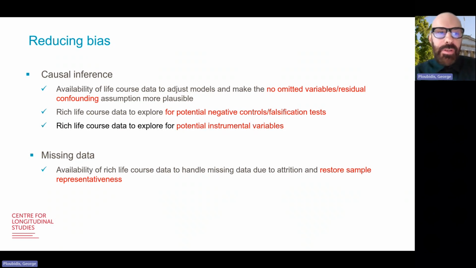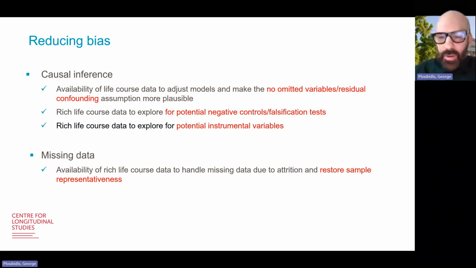Another area where, of course, we have been doing, along with causal inference, a lot of work in CLS, and there are a lot of resources available on how to handle missing data due to attrition in the CLS cohorts, is that, of course, having available data before cohort members attrit, rich life course data allows us to handle missing data appropriately with appropriate methods and restore sample representativeness, which is actually very important.